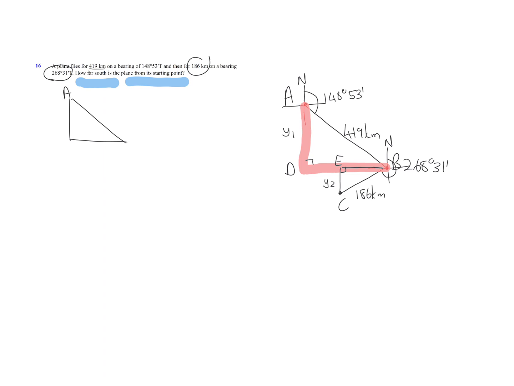So first I start in triangle ABD. So A at the top, then D, then B, 90 degrees. I know the hypotenuse, 419. I need to find the angle there, which will be 180 degrees minus 148 degrees, 53 minutes. And that is 31 degrees and 7 minutes. Remember, there is 60 minutes in a degree. Then I use trigonometry and I want to find y1. So opposite the 90 degrees is h, the hypotenuse. Then opposite the angle is O, next to it is A. Write down SOH CAH TOA.